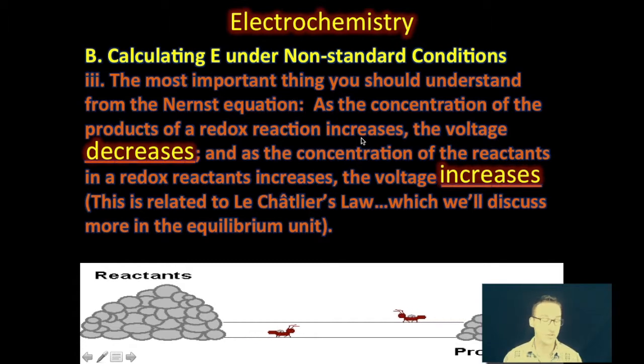However, if you do not want to use that mathematical expression, the big thing to take away is this. As the concentration of the products of a redox reaction increases, so as you make more product, the voltage is going to decrease. And as the concentration of the reactants in a redox reaction increases, so if you're forming more reactants, your voltage is going to increase.